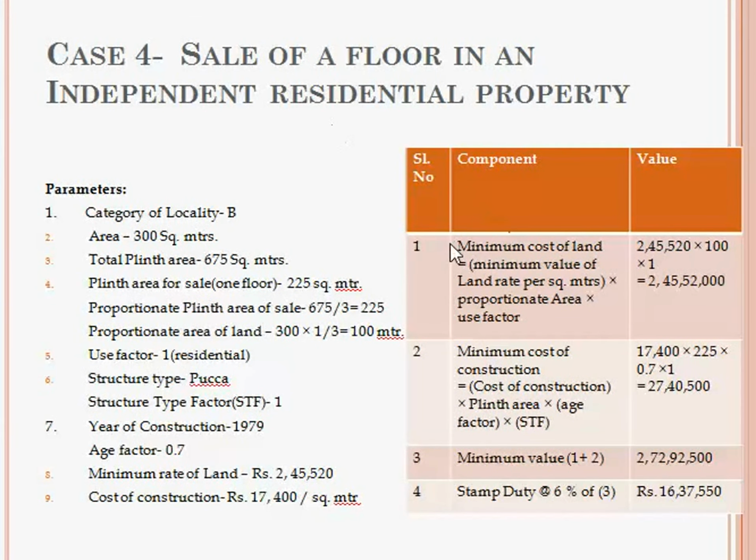Again, we will apply the same formula. We will first calculate the minimum cost of land, then minimum cost of construction. We will add these two to find out the minimum value, and we will apply the stamp duty percentage in order to know the exact amount of stamp duty which you have to pay for a builder floor.